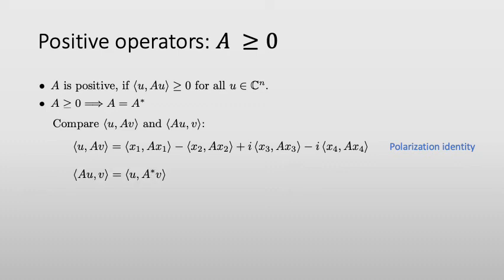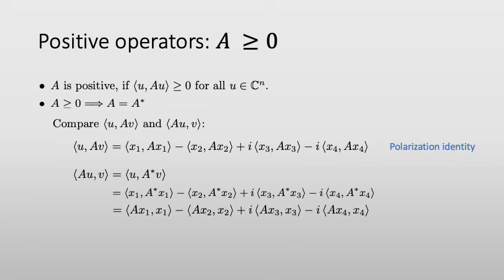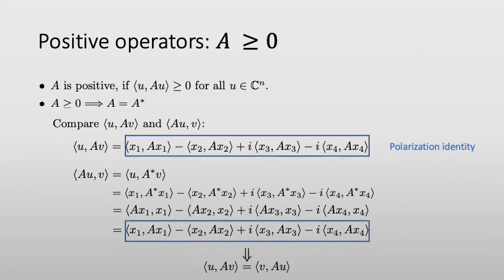On the other hand, the inner product of Au and v equals the inner product of u and A star v. Now apply the polarization identity again, and get 4 terms on the right-hand side. By moving A to the first variable of the inner product, and using the fact that these 4 inner products are real, we can flip the inner products, and end up with the same expression. Since the last equation holds for all vectors u and v, the operator A is self-adjoint.